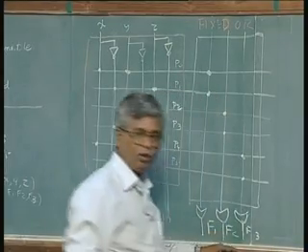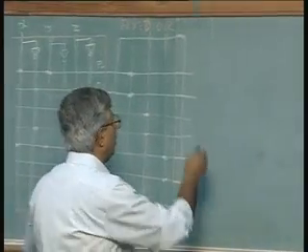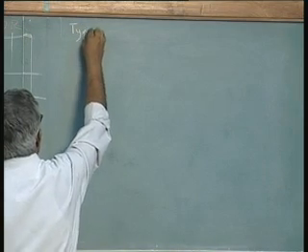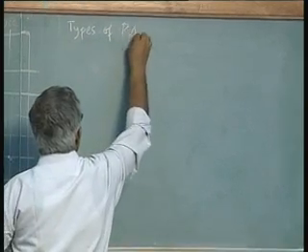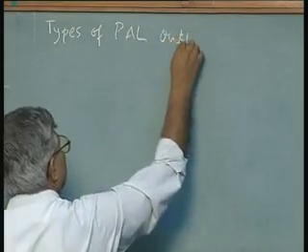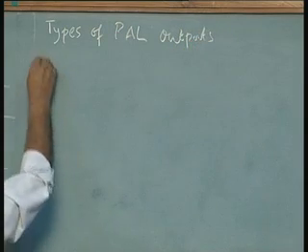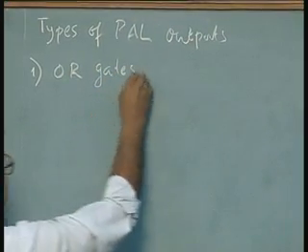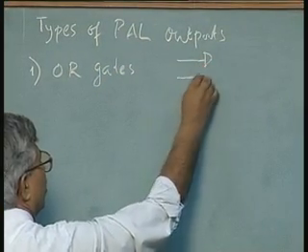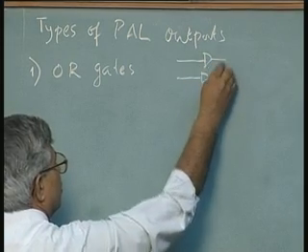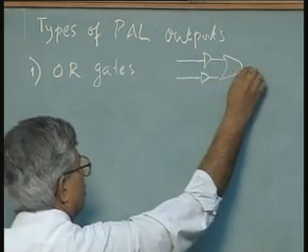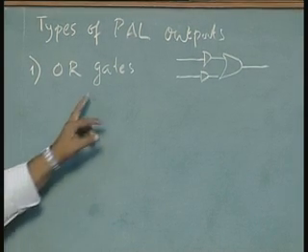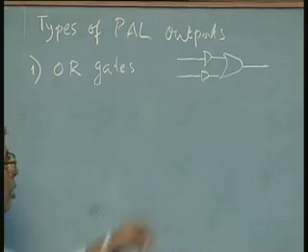Now, there are different types of outputs possible. Types of programmable array logic outputs: one is the OR gate, what we saw right now. We have many AND gates feeding into a single OR gate. This is a combinational output, with input AND gates feeding product terms into an OR gate.